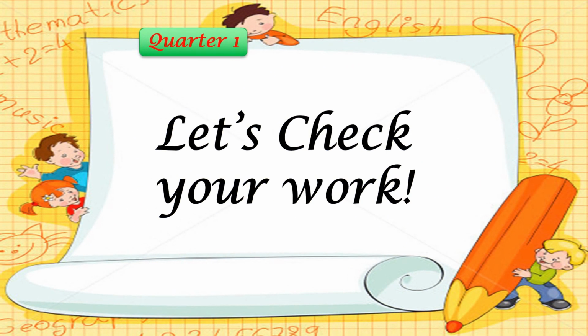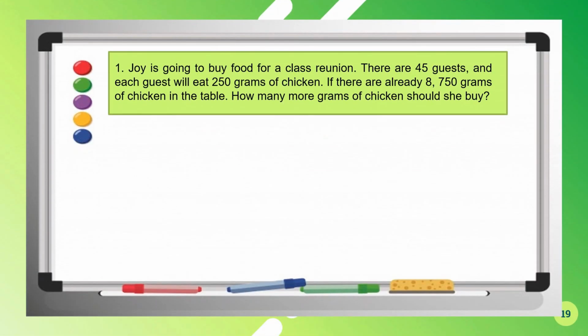Time's up! Let's check your work. Joy is going to buy food for a class reunion. There are 45 guests, and each guest will eat 250 grams of chicken. If there are already 8,750 grams of chicken on the table, how many more grams of chicken should she buy?